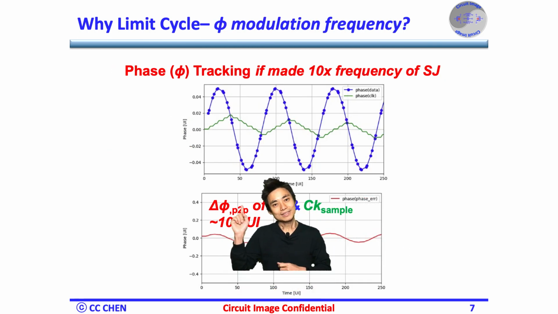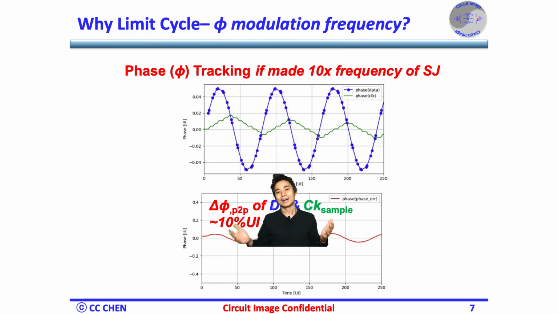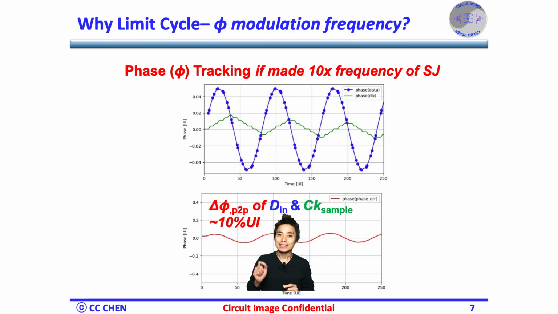Bingo! The slope on the horizontal axis is the time or frequency. Therefore, if we increase the input sinusoidal jitter to be 10 times higher in frequency, over 1/10 of the time duration, the existing CDR design cannot track it well and results in a limit cycle. Again, the phase error is almost 10% UI, and keep this in mind for now.